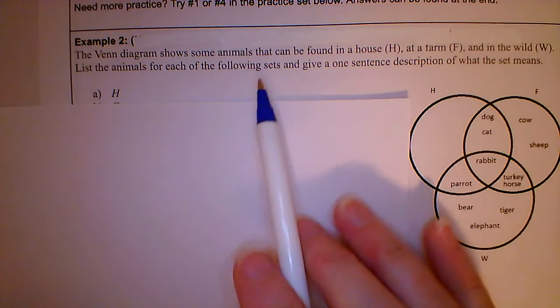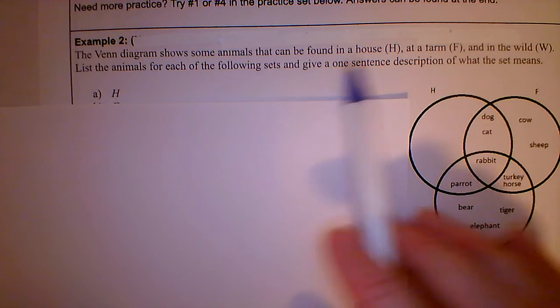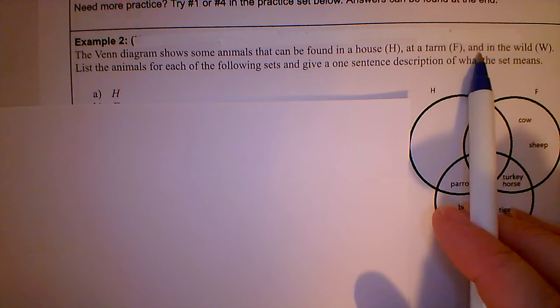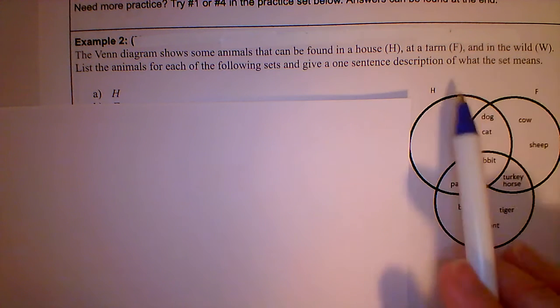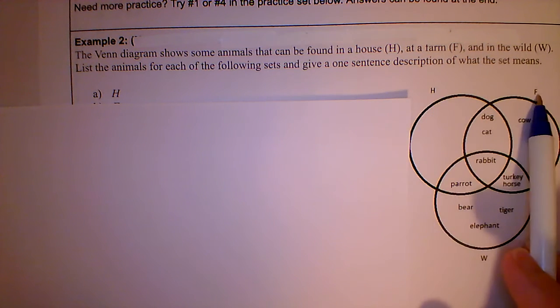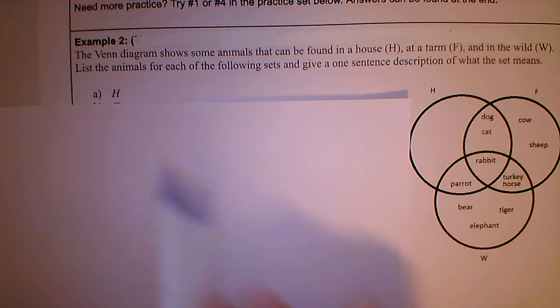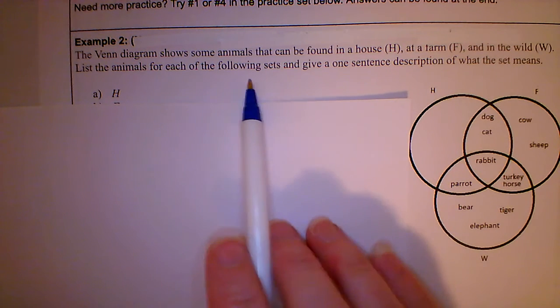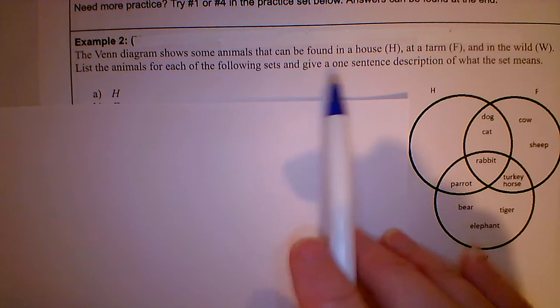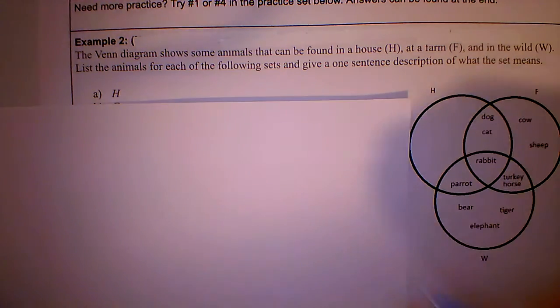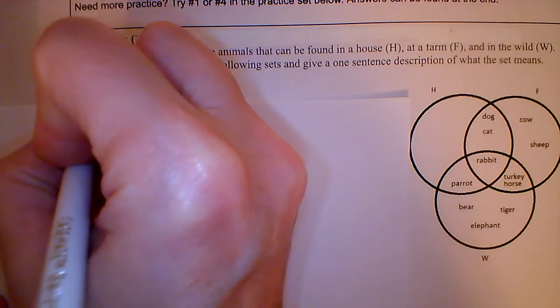The Venn diagram shows some animals that can be found in a house, H, at a farm, F, and in the wild, W. So my H circle is for house, my F circle is for farm, and my W circle is for wild. List the animals for each of the following sets and give a one-sentence description of what the set means. Okay, well, let's take a look at part A.